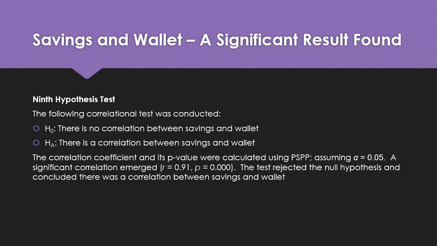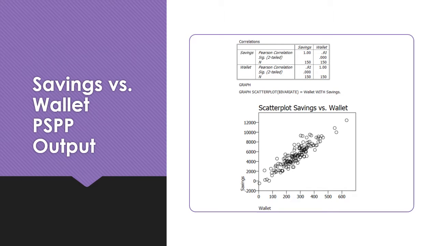This was the 9th correlation that we tested. The 9th hypothesis, the null, was that there was no correlation between savings and wallet. The alternative hypothesis was that there is a correlation. Again, another one that showed very strong correlation between what people save and what's in their wallet, which again was kind of surprising. We rejected the null hypothesis and concluded that there was a correlation, and as you'll see on the scatter plot, it was very strong.